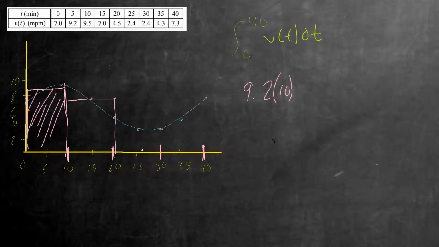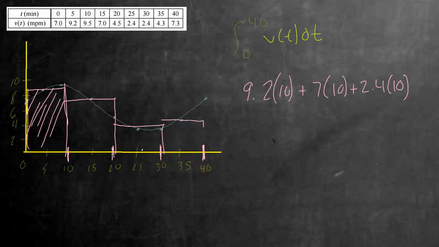So we should be able to quickly list in the other 3. 15 is my next midpoint, 7 times 10. 25 is my next midpoint, 2.4. Should have gone below. And then 35 is my next midpoint, 4.3. So we add that up, I think we get 229.